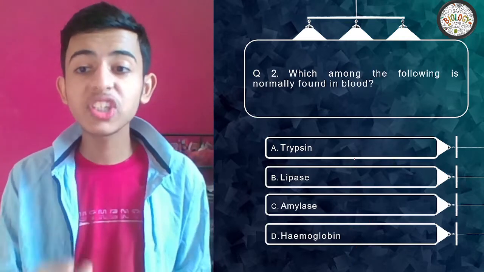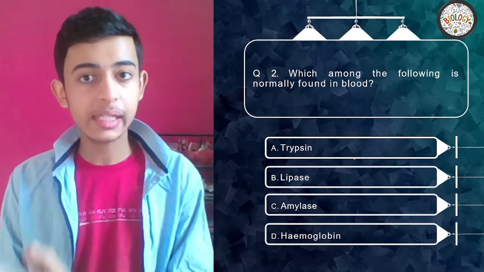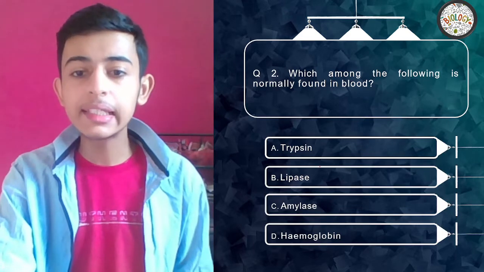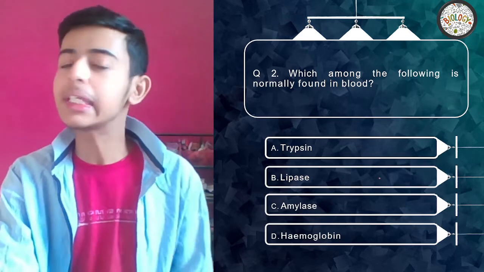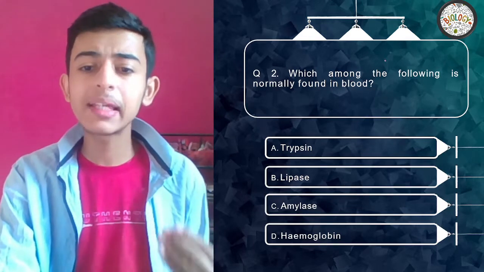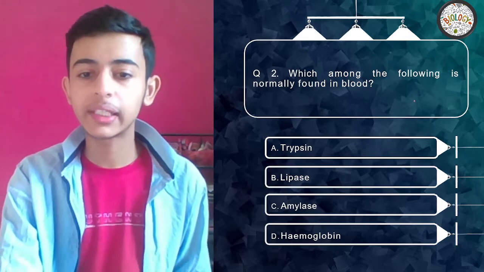Okay, question 2. Which among the following is normally found in blood? Trypsin, lipase, amylase, hemoglobin. Too easy guys. Trypsin, lipase, amylase or hemoglobin? Quickly. What do you think?